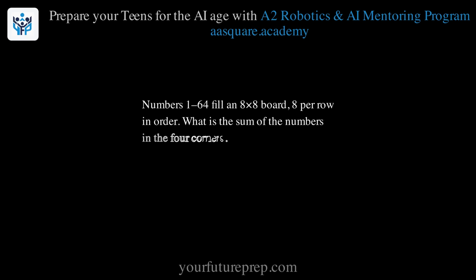Problem 3. The 64 whole numbers from 1 through 64 are written one per square on a checkerboard, an 8 by 8 array of 64 squares. The first 8 numbers are written in order across the first row, the next 8 across the second row, and so on. After all 64 numbers are written, the sum of the numbers in the four corners will be what? The choices are 130, 131, 132, 133, and 134.